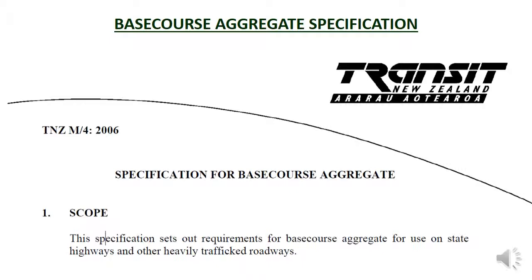Section 1 of TNZ M4 is one sentence setting out the scope of the specification, which is to set out the requirements for base course aggregate. Most specifications start this way with a statement setting out what they cover, that is, what their scope is.